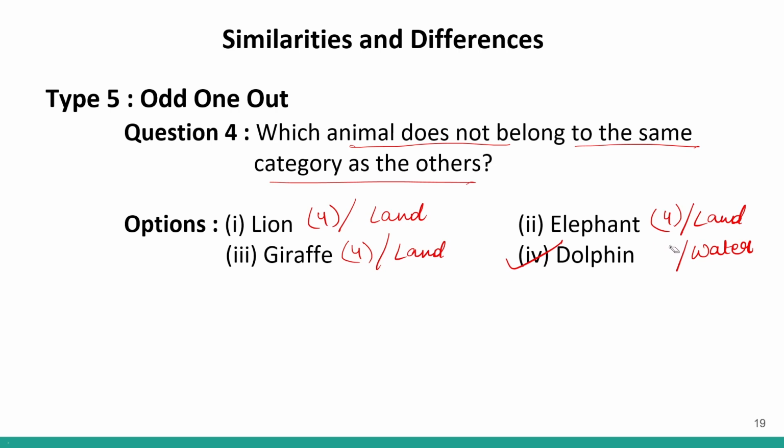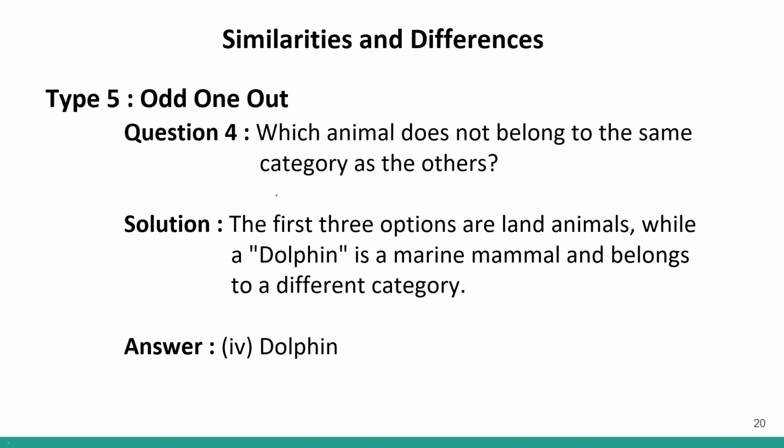Sorry, dolphin does not have 2 legs. Dolphin does not have any legs. I got confused. So if we look at the legs, lion, giraffe, elephant have 4 legs. Dolphin is the only animal which does not have a leg. Also, if you look at it the other way, lion is a land animal, giraffe is a land animal, elephant is a land animal, and dolphin is the only animal that stays in water. So our answer will be option number 4, dolphin. Clearly you can see in the solution, the first 3 options are land animals, while dolphin is a marine mammal and belongs to a different category.